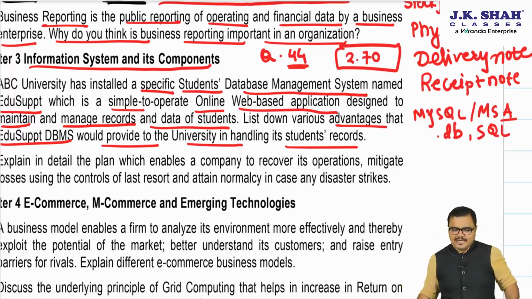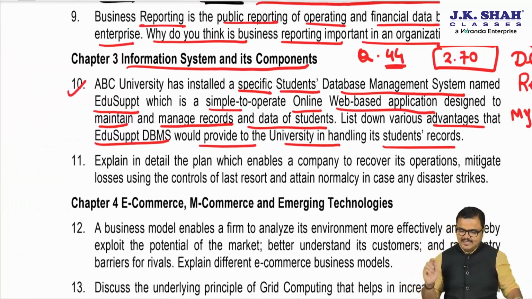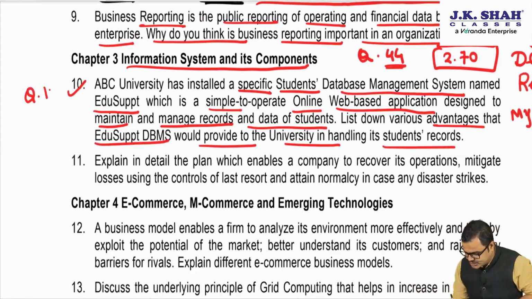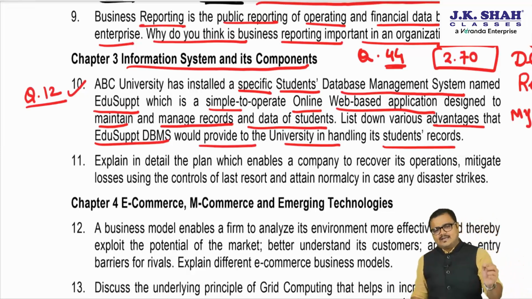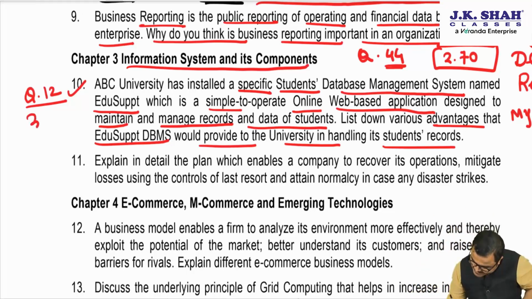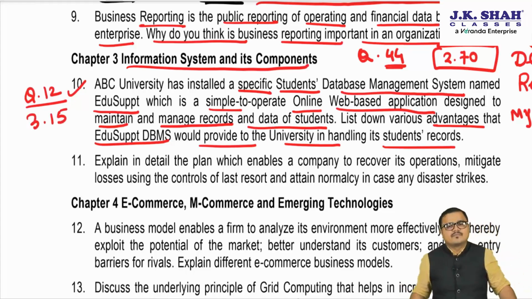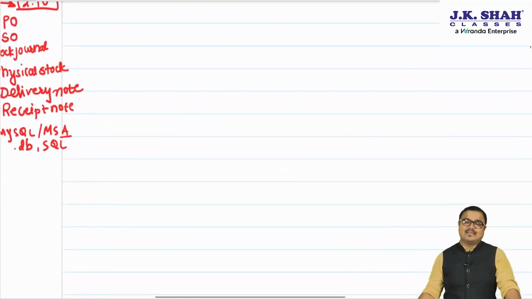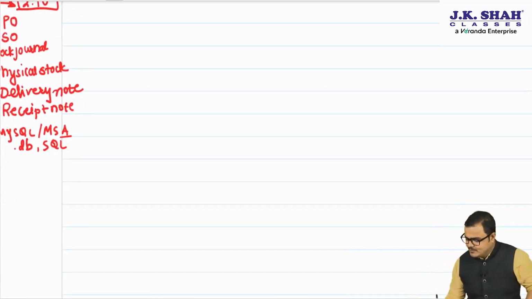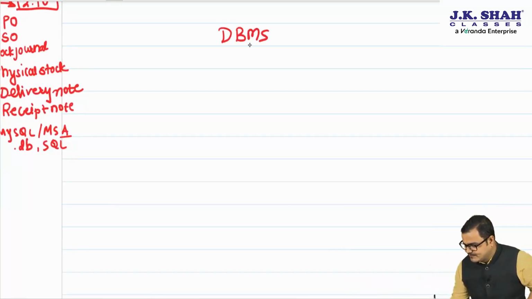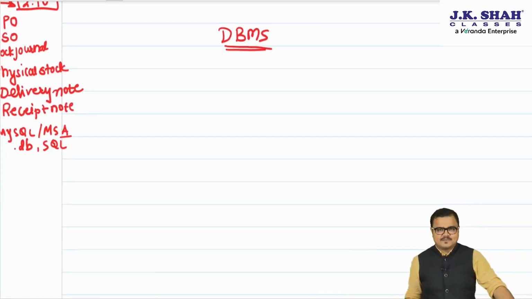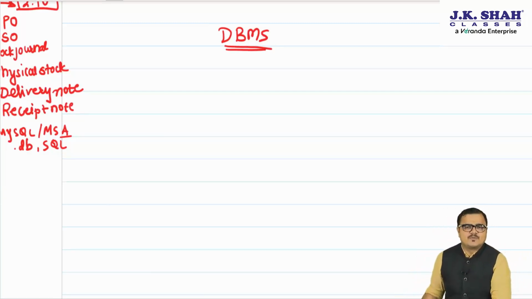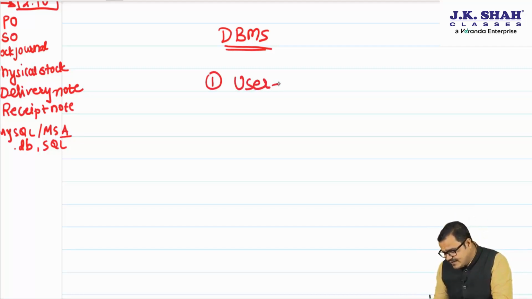Yes or no? Now this question, if you look in the JKSC book, is given as question number 12, and if you are referring to the module, it is given on page number 3.15. Now let us discuss in very general terms what the benefits of this database management software are. Whenever we use a DBMS, we enjoy a good number of advantages. The first and foremost advantage everyone enjoys is that nowadays all DBMS are very user friendly.